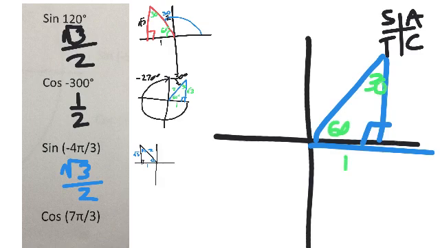Across from the 30 is 1. Across from the 60 is radical 3. Across from the 90 is 2. I'm in the first quadrant, so all of my trig functions are positive. So I know cosine is positive. Cosine is the adjacent over the hypotenuse. So adjacent to my central angle is 1. And the hypotenuse is 2, so cosine would be 1/2.